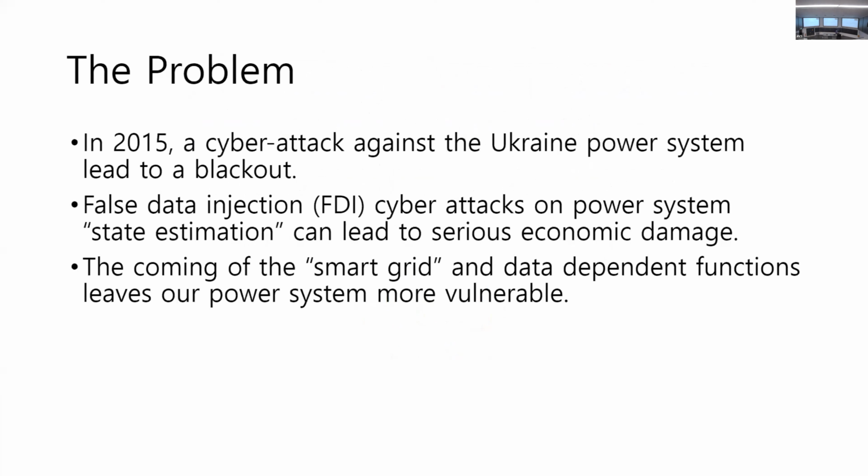Now, in 2015, a cyber attack against the Ukraine power system led to a blackout. This was the first successful cyber attack on a power system. The power system, being a cyber-physical system, is prone to false data injection attacks like the ones we have learned about in class. We'll go over how these attacks work in later slides. Anyways, when successfully implemented, these attacks can cause blackouts and vast economic damage.